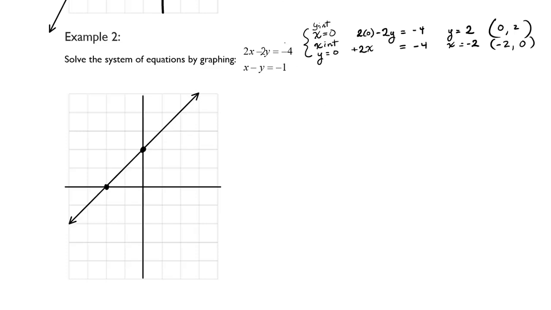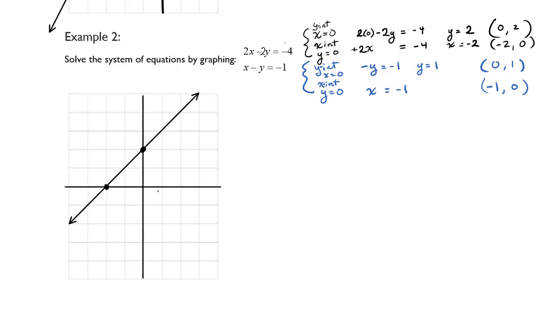Now let's go ahead and try the second graph. For my y-intercept, I'll have x equals 0. And substituting x equals 0 in, I'll have -y equals -1, which implies that y equals 1. So my coordinate point will be 0, 1. Now for the x-intercept, y equals 0. And substituting y equals 0 in, I'll have x is equal to -1. So my coordinate point is -1, 0.